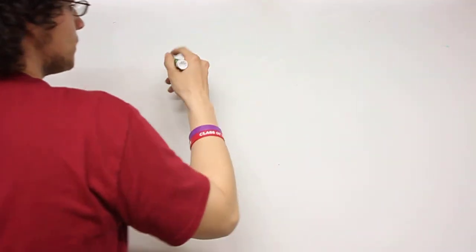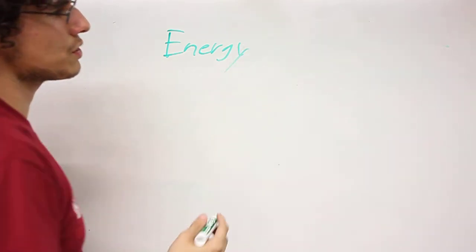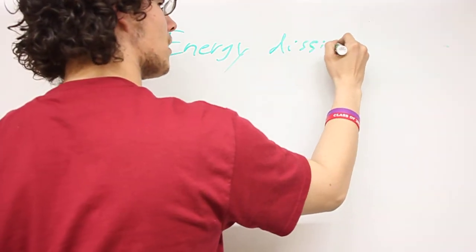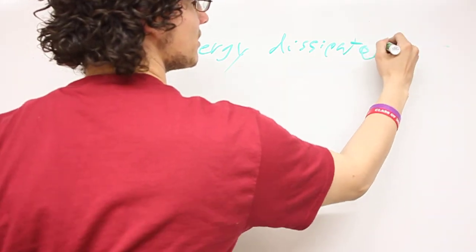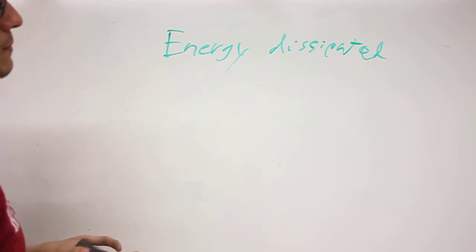Now, what are some other little caveats of friction? They've always stressed that energy is always conserved. Well, energy is dissipated. Whatever, it doesn't matter. It's physics. So energy is dissipated. What does this mean?